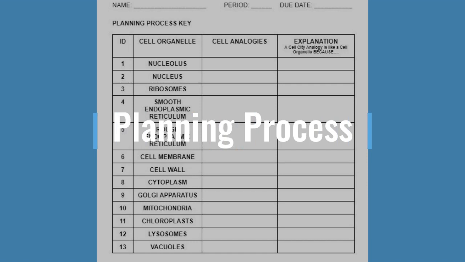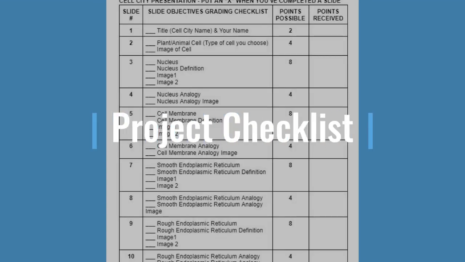Students will be provided this planning process key where they can do their research, look up their cell organelles, look up analogies for those organelles in the form of people or structures for their city. After the students have finished their planning process and chosen their software, they will go through this comprehensive checklist to help keep them on track and assist them in filling out and finishing their project completely.